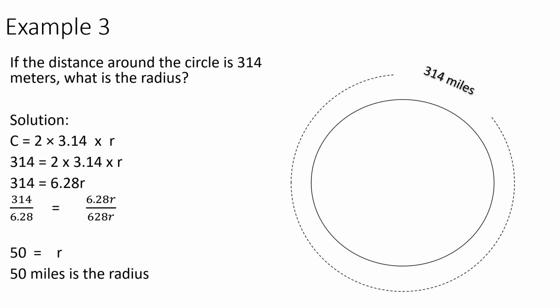Now, we can do this in reverse. If the circumference of a circle is 314 meters, what's the radius? We put in our 314 for our C. We already know the circumference. 2 times 3.14 times r. R is the one unknown. So it'd be 314 equals 2 times 3.14 times r, which is 6.28 r. And I'm going to divide both sides by 6.28. And what I end up getting here is r. And 314 divided by 6.28 is 50. So the radius is 50 meters. Oh, it is 50 meters.